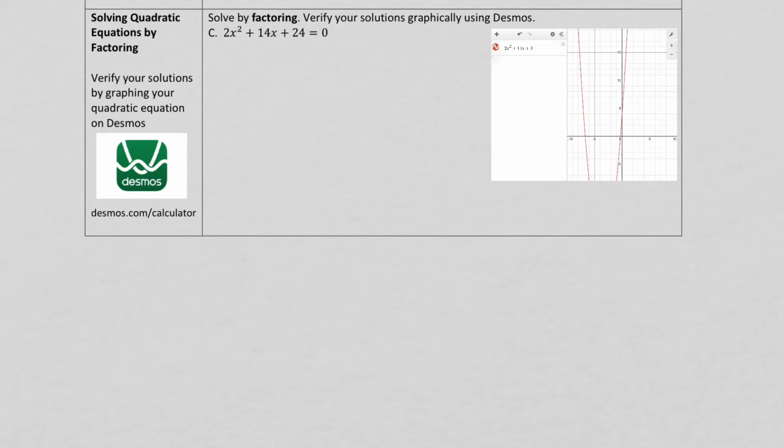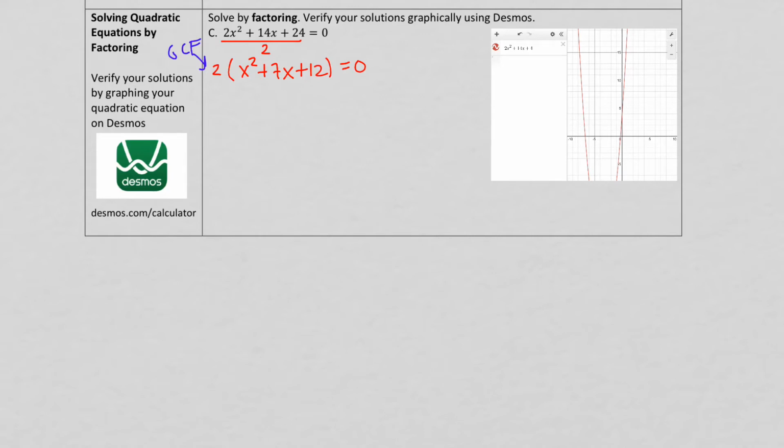In this case, if I follow my steps from before, the first thing is: is this in standard form? Yes, it is, because it's equal to 0. Next, is there a GCF in this equation? And there is one in this case. I can divide them all by 2. So if I divide by 2, I end up with x squared plus 7x plus 12 equals 0. And this will help me to keep my work a little bit easier, because this GCF I can kind of ignore in my work and bring it back at the end in the answer.